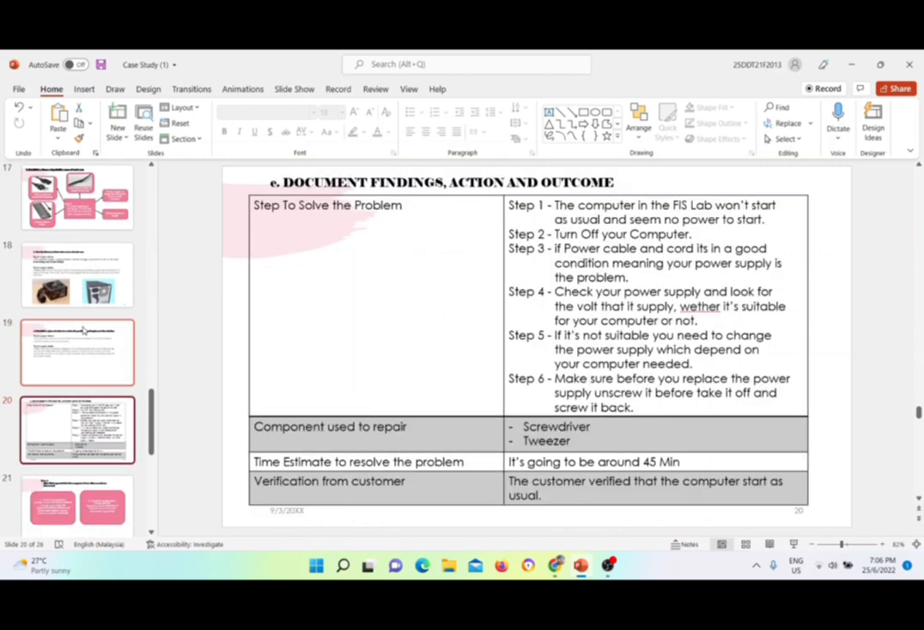So E is document finding, action and outcome. Steps to solve the problem. Step 1, the computer in the FIS lab won't start as usual and seems to have no power. So we identify the problem: the computer won't start.